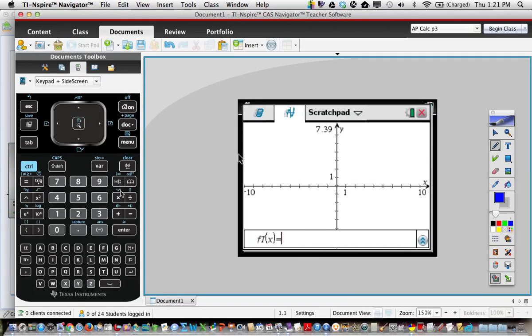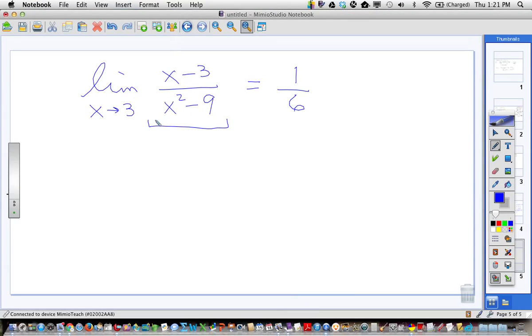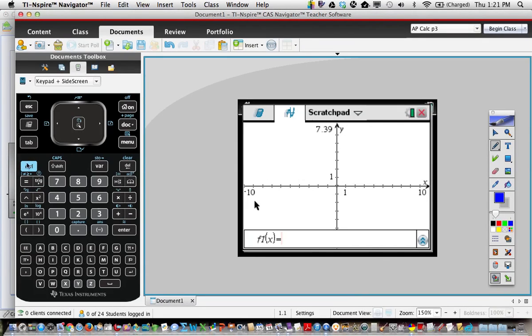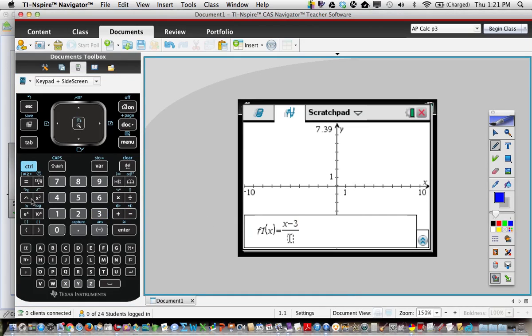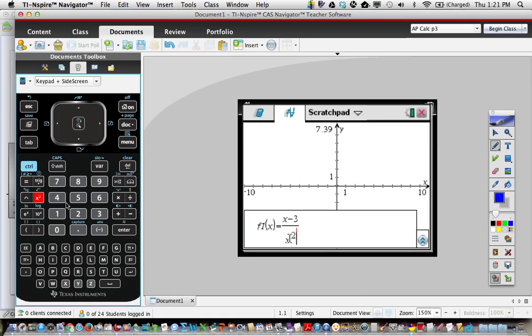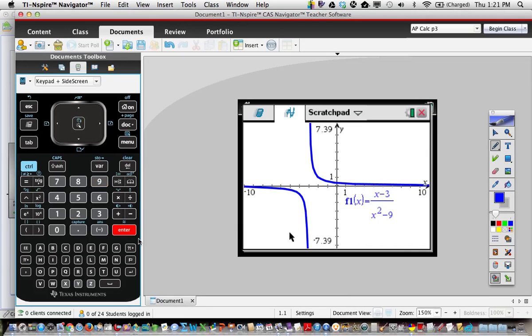And now let's put in our new function. Now when you put in your new function, you do not type in limit. Okay? All we're trying to do is graph this part of it right here. We want to graph this, and we want to see what its y values are as x approaches 3. So we're not typing in the limit part. So we got x minus 3 on top, and x squared minus 9 on the bottom. And hit enter. Now, if you're not getting the window I have, just go into Window, Zoom Standard.